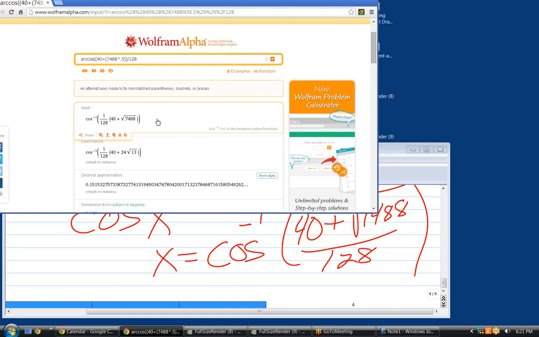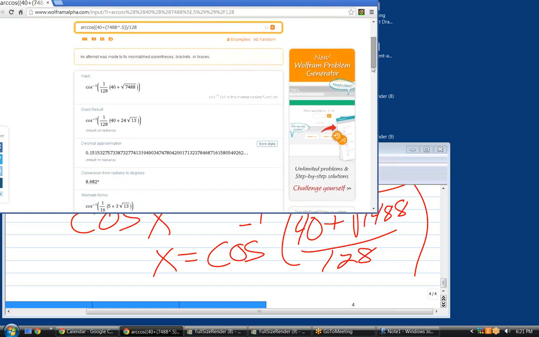And then to get the second answer, I'm going to leave it in radians for the moment, just because I don't know how to easily convert from radians to degrees. Let's see if it'll let me do that. 8.682 degrees. It gave it to me in both. Okay. Now if I want the other answer, I just change the plus sign to a minus.